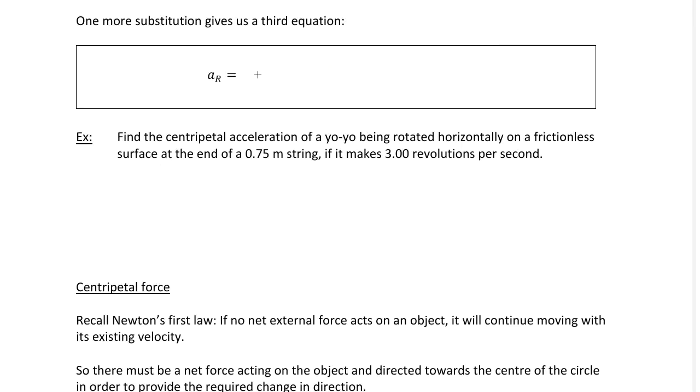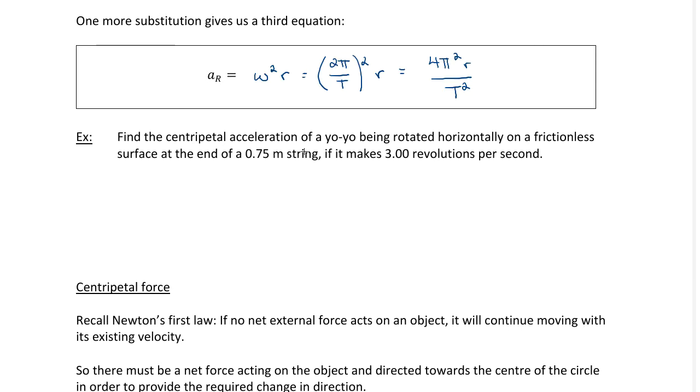We can carry on from there and make another substitution to get a third equation. The centripetal acceleration, which is equal to the angular speed squared times the radius, gives us this. Remember that the angular speed is equal to 2 pi over the period. We go 2 pi radians in one period, and that's squared. So this is my omega multiplied by r, and solving there, simplifying, I get 4 pi squared times r over the period squared. So just another relationship that we can use. Let's do a practice question.